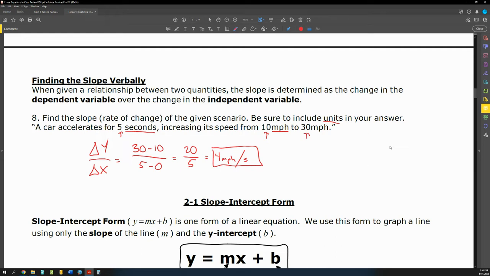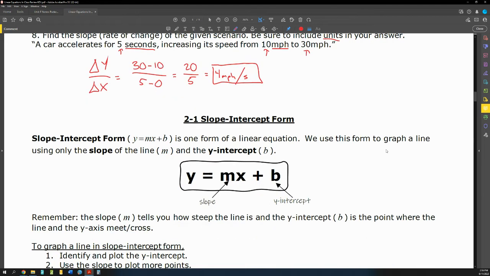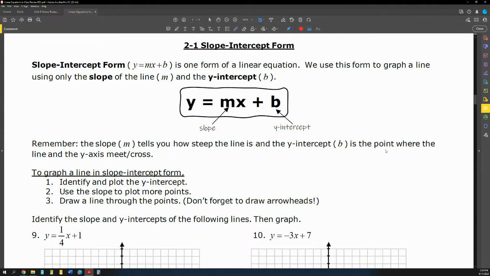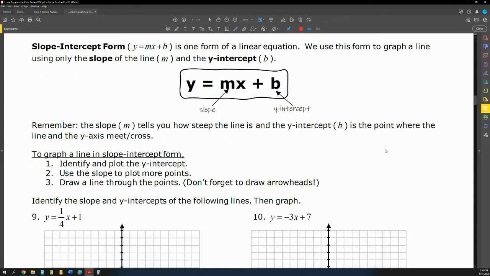Okay, that's it for slope. Let's move on to 2-1, which is slope-intercept form. You may recall that slope-intercept form is the form y equals mx plus b. It's one of the forms that we looked at in the previous chapter, where m is the slope and b is the y-intercept. Remember, m tells you how steep the line is, and the y-intercept b is where the line crosses the y-axis.